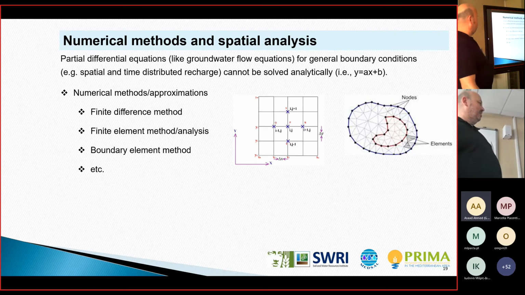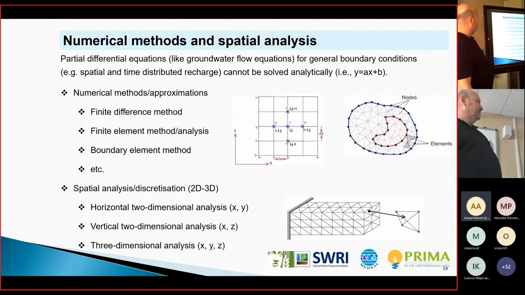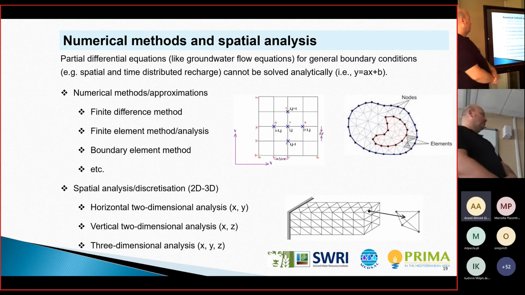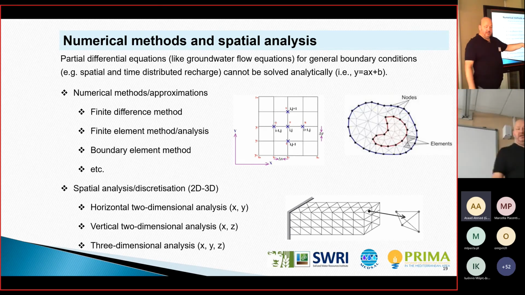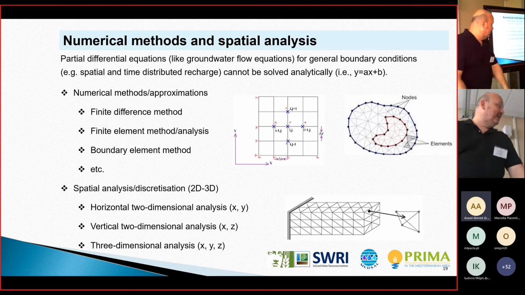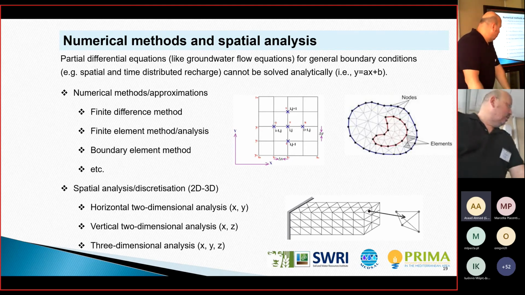There are also many other methods, like the boundary element method, or someone can use a combination of numerical methods to solve a particular problem. Another issue related to the numerical methodology is the spatial analysis. So usually in groundwater, we can assume horizontal two-dimensional analysis or vertical two-dimensional analysis, where Z is the vertical direction to the gravity, or even use a fully three-dimensional analysis, X, Y, Z.